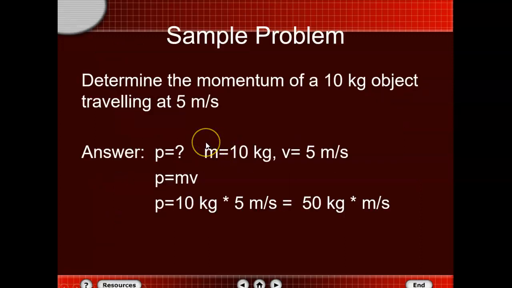All right, so first sample problem here. Determine the momentum of a 10 kilogram object that's traveling at 5 meters per second. So what we know is we're looking for a momentum. We know we have a mass of 10 kilograms. We know we have a velocity of 5 meters per second. We know the equation is momentum is mass times velocity. So we're going to take mass times velocity to get the momentum of 50 kilograms times meters per second.